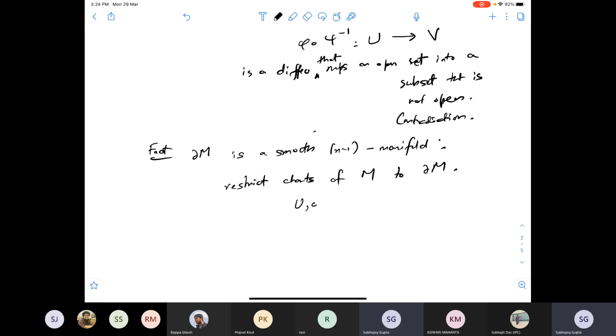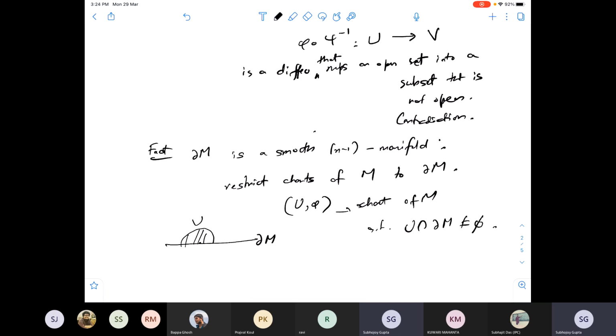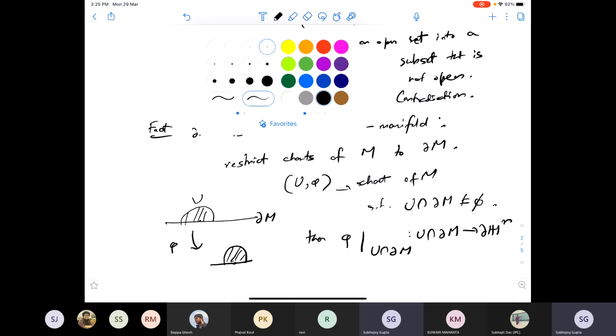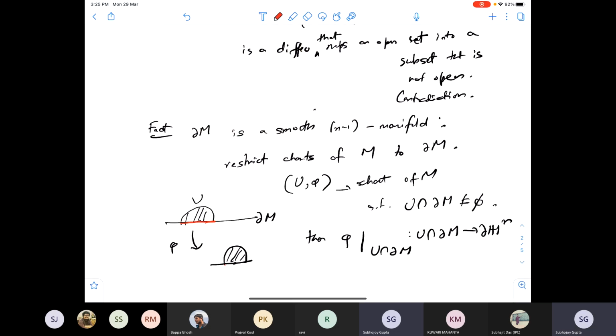So if you have (U, phi), some chart of M, and by chart here I really mean something that intersects the boundary, so U looks like this, all right? So this is a chart of M such that U intersection boundary is non-empty. We know that this maps to a model space, the half space. If you restrict this chart phi to that intersection with the boundary, it will take U intersection boundary to this boundary subset. So this red portion goes to the red portion.